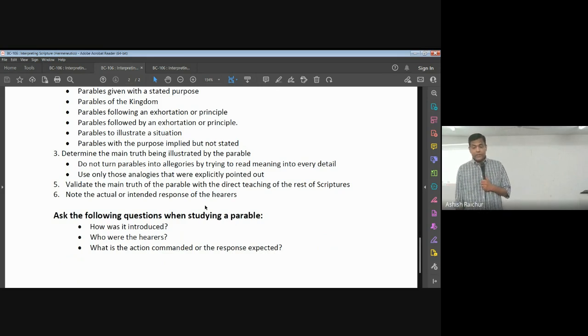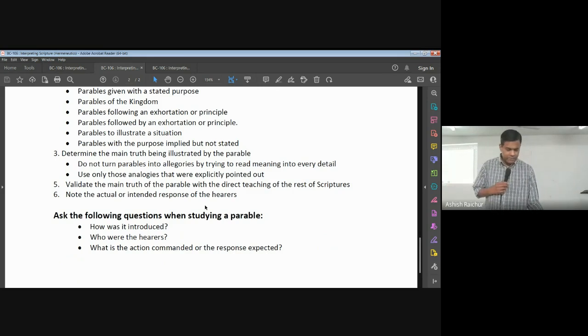Very important. Number five, validate the main truth of the parable with the teaching of the rest of Scripture. That means whatever truth I draw out of the parable must be consistent with the teaching of the rest of Scripture. I can't use one parable and come out with some meaning that is not supported by the rest of Scripture. For example, I heard one famous preacher. This is in Luke 15. I'll just point this out because I want to give us a bad example, an example of how you must not interpret Scripture. So if you turn with me to Luke 17, I'll just give an example.